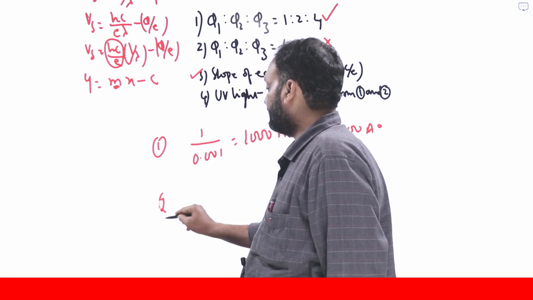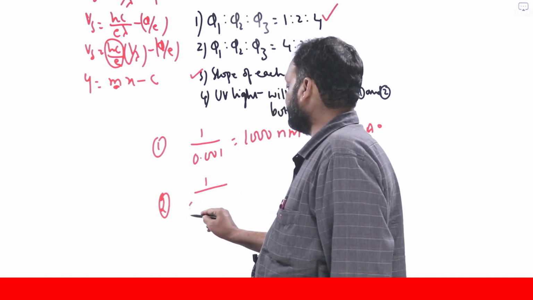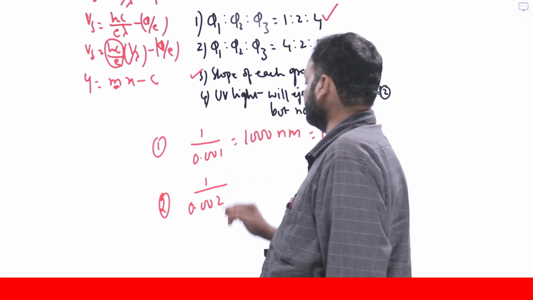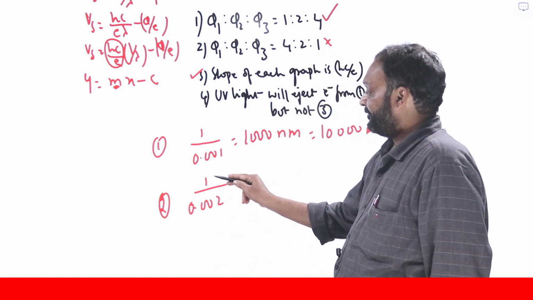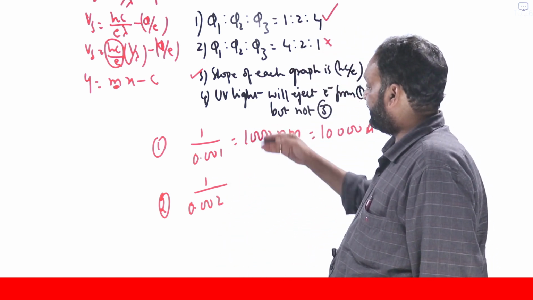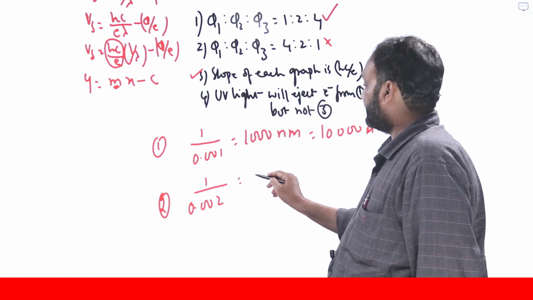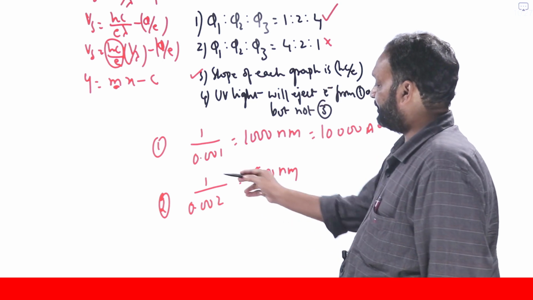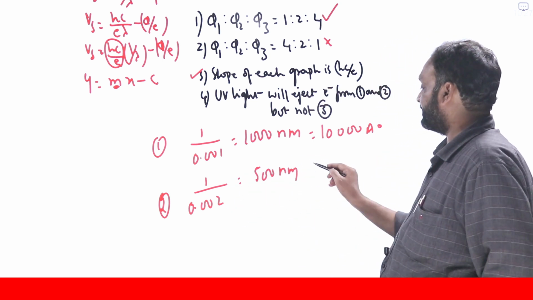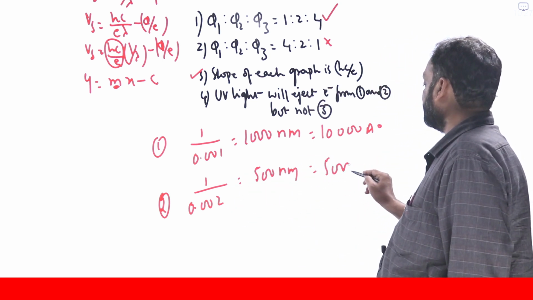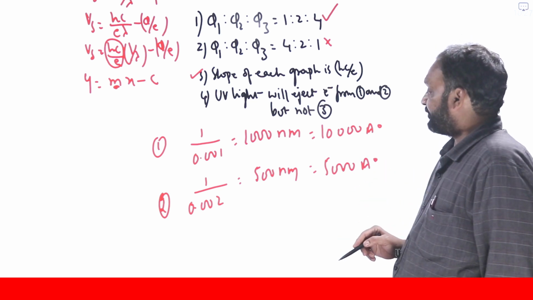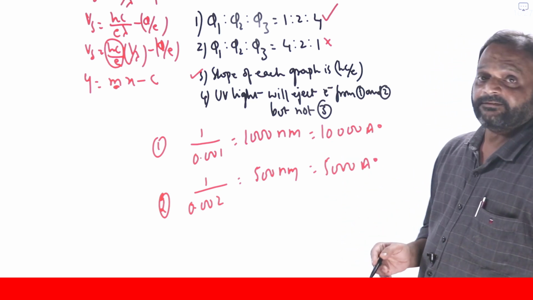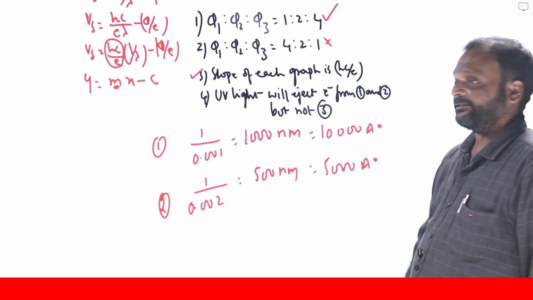For the second metal, 1 by lambda value is given as 1 by 0.002 nanometer inverse. That is 1 by 0.002, right, half of this, that is nothing but 500 nanometers, that is nothing but 5000 angstroms. Means from the second metal, if you want photoelectrons, the wavelength of incident light should be less than 5000 angstroms.